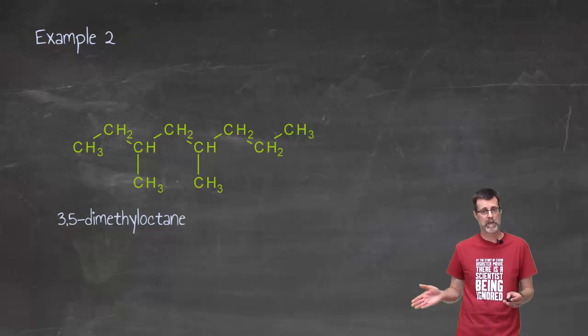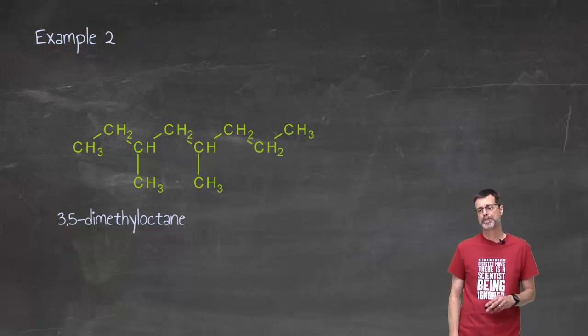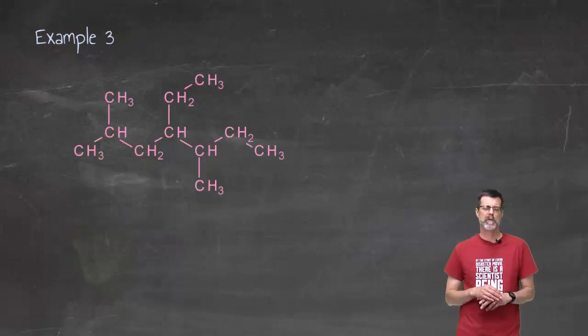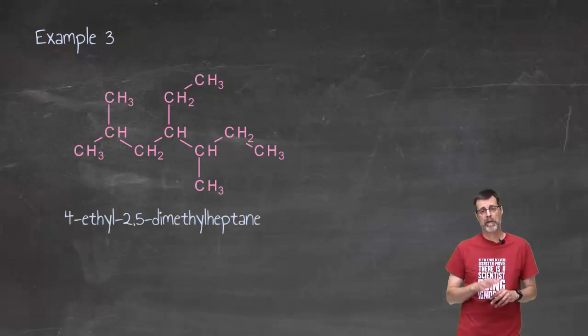3,3-dimethyl-octane. Longest continuous carbon chain, followed by this one. Again, pause it if you like, and then come back in a second. But you should have 4-ethyl, remember the alphabetical order, 4-ethyl-2,5-dimethylheptane.